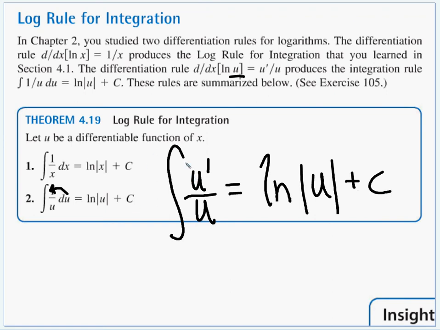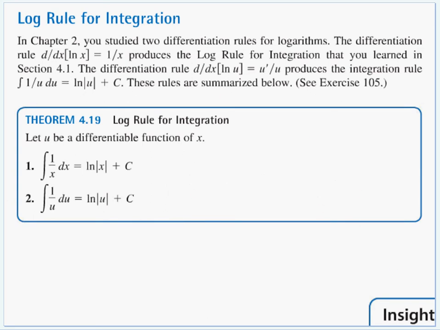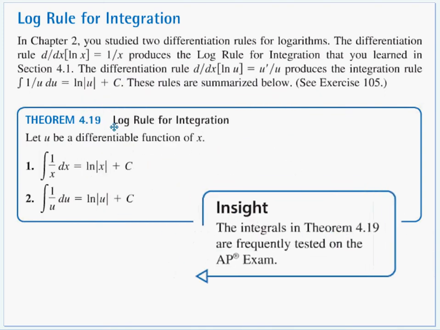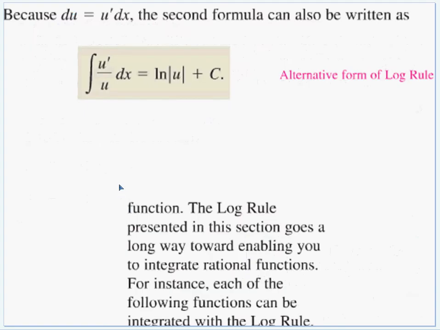So you're going to see a lot of this section. We are looking to take the integral they gave us and sort of force it into the form of u prime over u. Once we get it into u prime over u, the antiderivative is pretty simple. And what's this insight? The integrals in Theorem 4.19 right here are frequently tested on the AP exam. Oh, and here's how the book introduces that. Because du is u prime times dx, that second formula can be also written like this. U prime over u dx is natural log of u plus c.